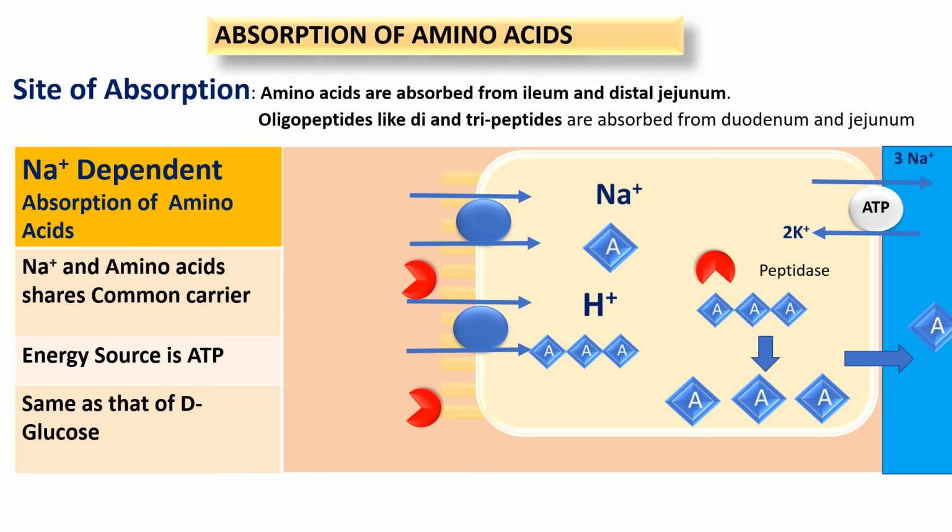Because of that, the amino acid and sodium ion enter inside the cell, and this amino acid can easily enter into the circulation. So here the L amino acid and D amino acid also enter into circulation. The absorption of L amino acid is carrier mediated, against the concentration gradient, and the absorption of D amino acid is by simple diffusion. And the absorption mechanism is the same as that of D glucose. Thank you.